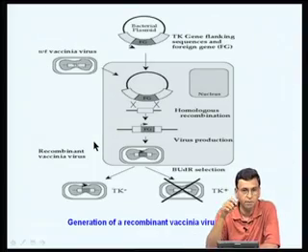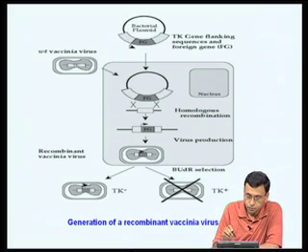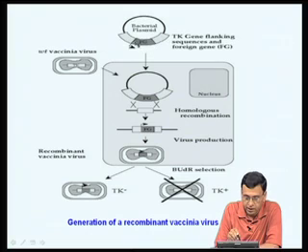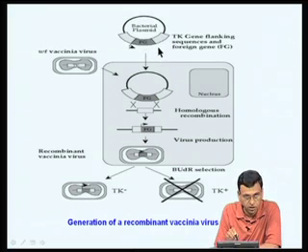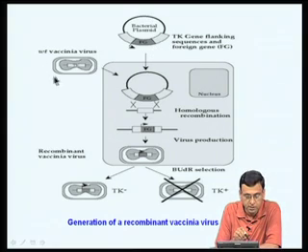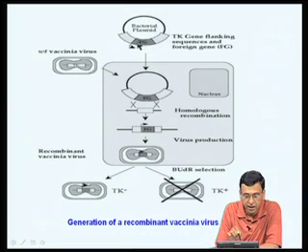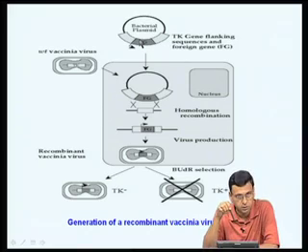Let's now try to understand through a schematic representation how you actually generate a recombinant Vaccinia virus. The first step in generating a recombinant Vaccinia virus is you clone your gene of interest on either side of a thymidine kinase gene. This thymidine kinase gene is actually present in a normal Vaccinia virus. So the normal wild type Vaccinia virus contains the thymidine kinase gene. Now you generate a bacterial plasmid in which this thymidine kinase gene is disrupted by your gene of interest.